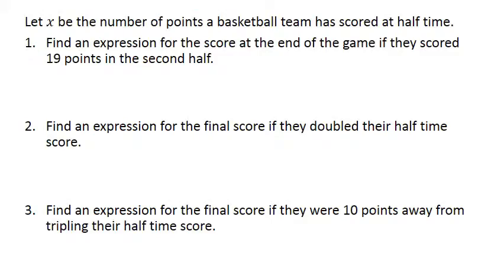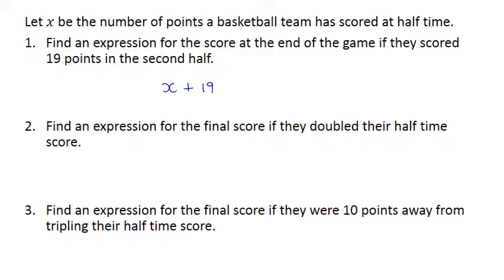So here we have an example. Let X be the number of points a basketball team has scored at halftime. Now we have to find an expression for the score at the end of the game if they scored 19 points in the second half. So what we have is X represents their score at halftime, and we know that during the second half of the game, they've added another 19 points onto their score. So it'll be X plus 19.